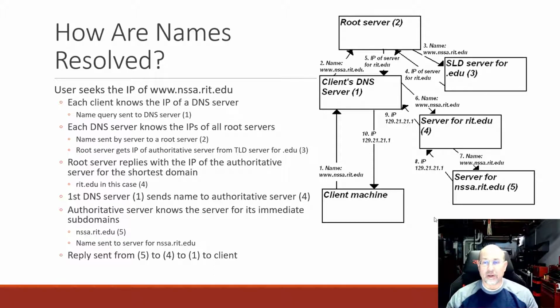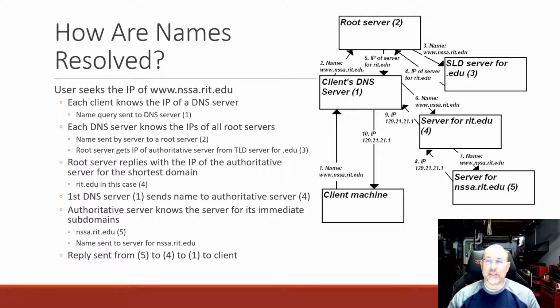So we start down here at the bottom. This is number one, right? The client machine. So the client machine wants to go to www.nssa.rit.edu. Now, we know at this point that that might not actually be a machine, right? It might actually be a website, and that might be a canonical name for something else. But we'll put that aside for a second. And we can see here at the beginning, right, that each client knows the IP address of a DNS server. You can't be active on a network if you don't know at least one name server. You can't resolve any IP addresses and names.